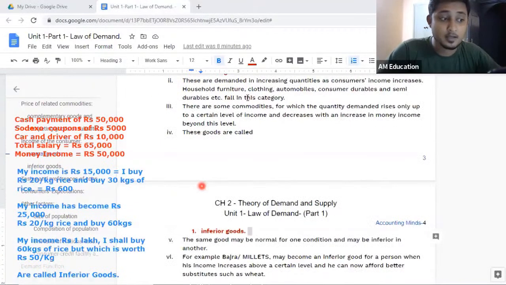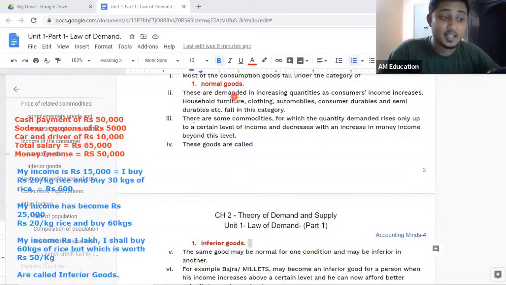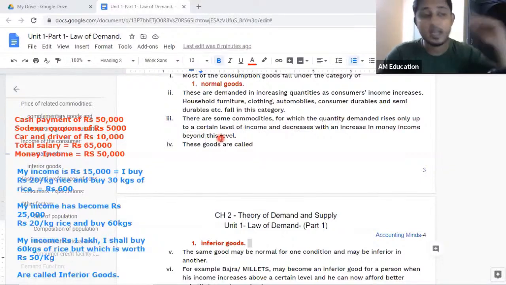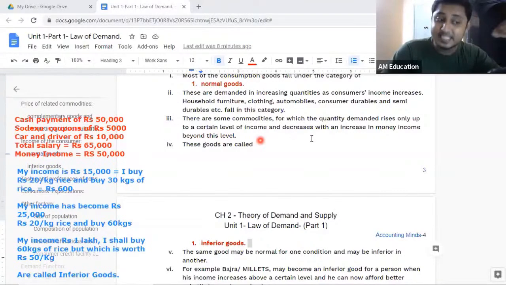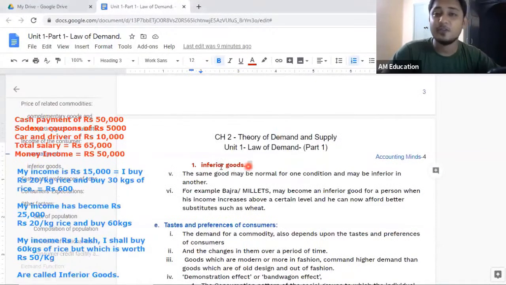There are some commodities for which the quantity demanded rises only up to a certain level of income and decreases with an increase in money income beyond this level. Now, does this make sense? Yes. Understood what this is trying to say? So the quantity demanded rises only up to a certain level of income and decreases with an increase in money income beyond that level. Cool? And these are called inferior goods.